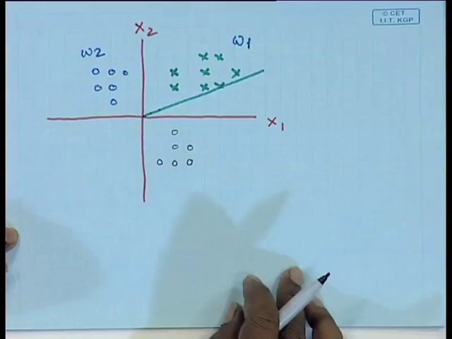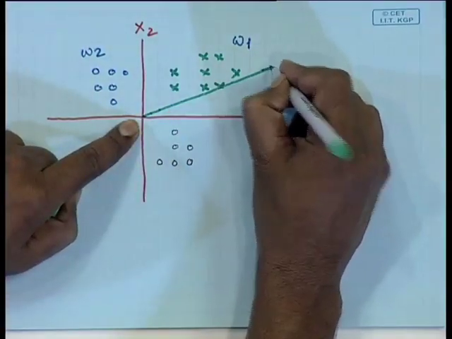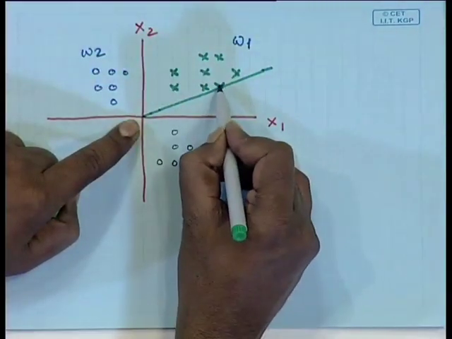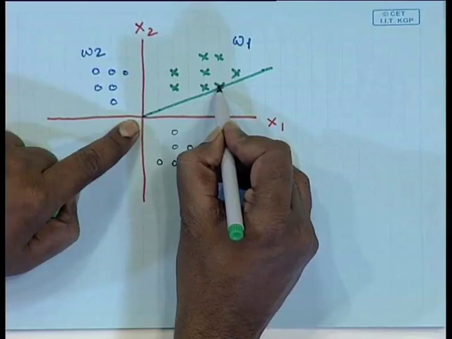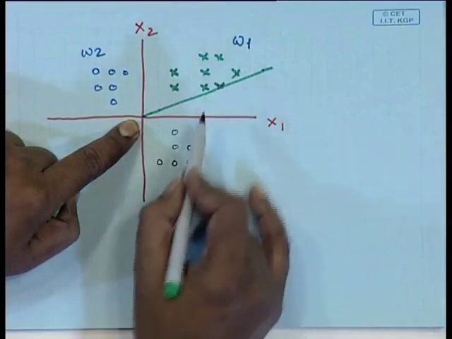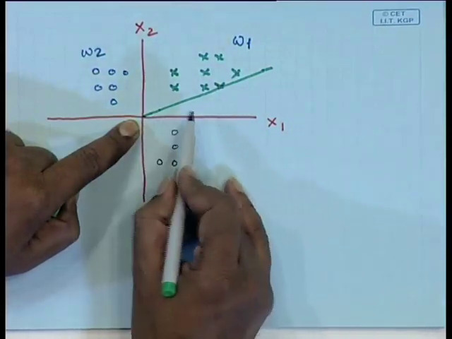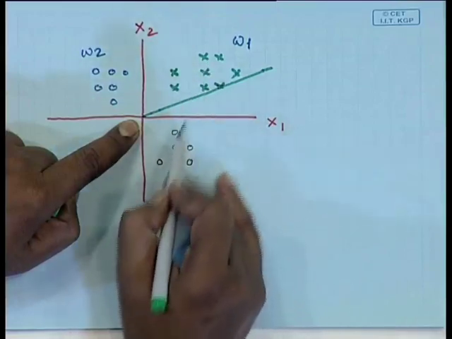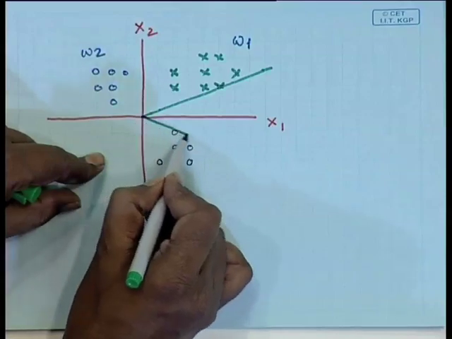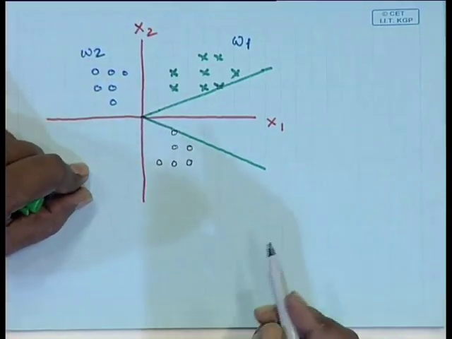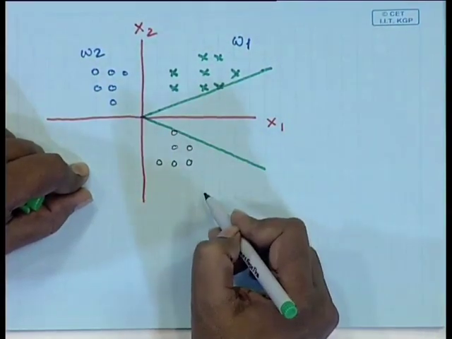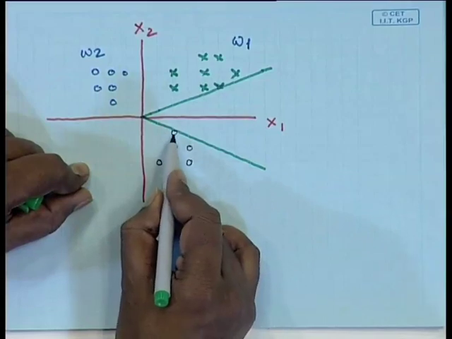This is one of the limiting cases, because the moment this particular straight line is rotated anti-clockwise further, this sample is going to be misclassified. If I rotate it clockwise, all these samples will be properly classified. I have some zone over which, even if the straight line is rotated, all the samples are properly classified until and unless I reach this particular position. The moment I reach this position, if the straight line is rotated further in the clockwise direction, then this sample is going to be misclassified.